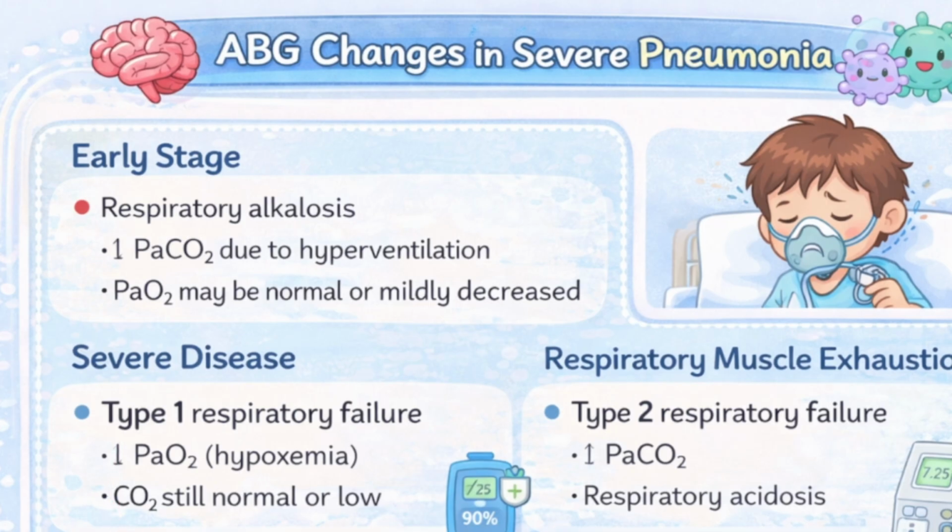But as the disease progresses, it causes type 1 respiratory failure, that is, oxygen comes low and carbon dioxide is still normal. But when respiratory muscle exhaustion occurs and the child gets exhausted, type 2 respiratory failure starts developing. That is when the carbon dioxide starts rising, and this causes respiratory acidosis. And this is when we have to intervene immediately.